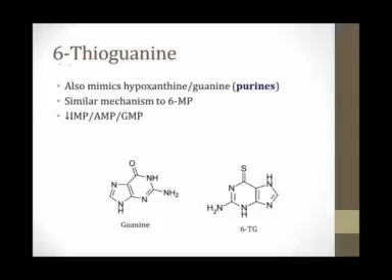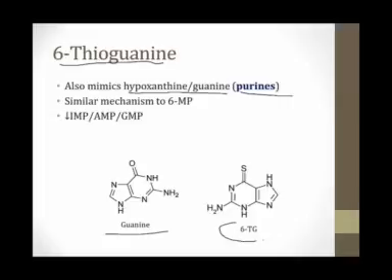There is another drug called 6-thioguanine that also mimics the bases hypoxanthine and guanine, the purines. This is the structure of guanine at the bottom left side of the screen. 6-thioguanine has a sulfur atom instead of an oxygen atom. It has a similar mechanism to 6-mercaptopurine. It will decrease cellular levels of IMP, AMP, and GMP and therefore inhibit DNA synthesis.